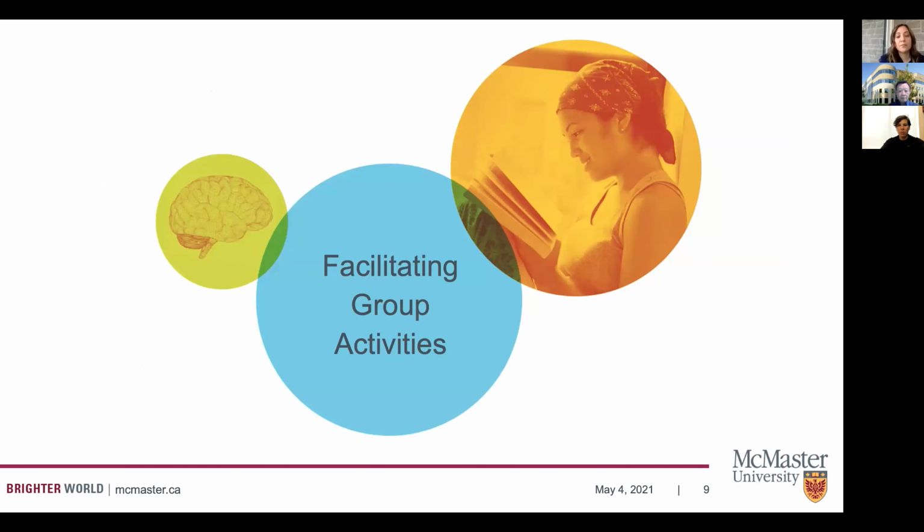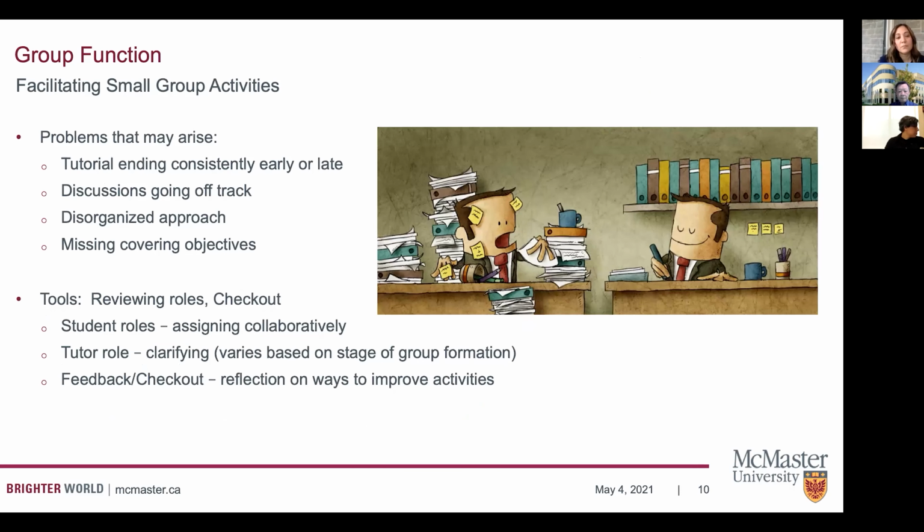So that was the first part, in terms of managing the group, in terms of interaction and function. The second part was looking at the group activities, so managing that part. Some common problems that may arise in managing the group activities are timing, tutorials ending consistently early or late, discussions consistently going off track, or a disorganized approach to a question, where they're missing covering certain objectives or missing certain points. And again, not to say that you're not going to encounter these once in a while, but if you're noticing this consistently, that may be a problem.